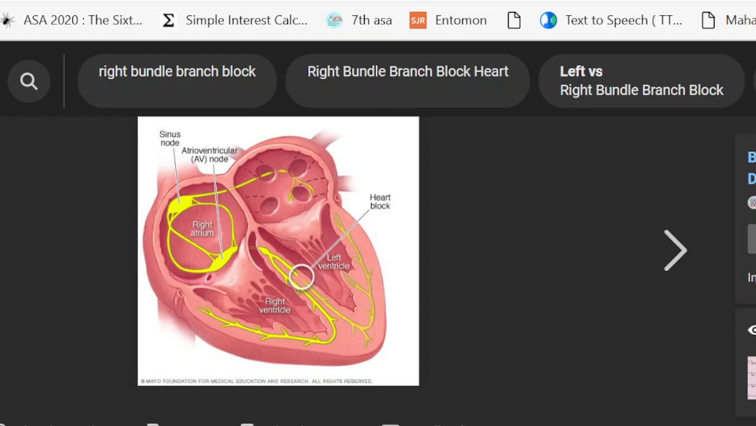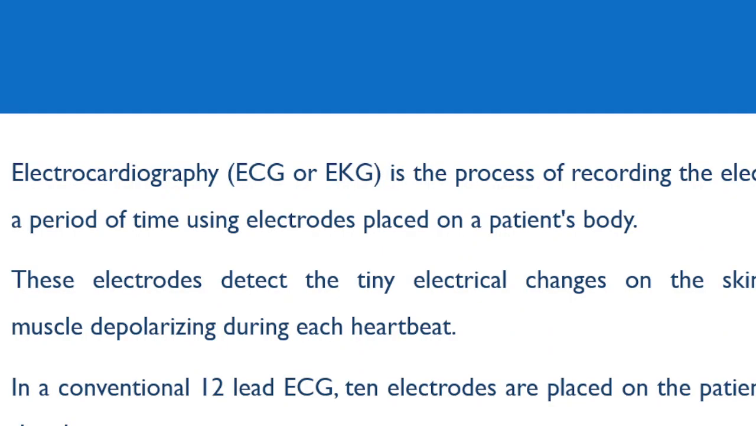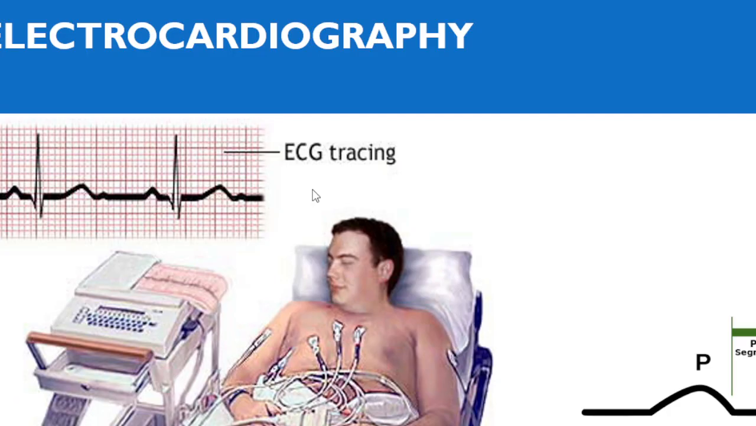Now we have to see the other parts of the electrocardiograph. Actually, in an electrocardiograph, this is how the graphical pattern is usually visible. In a normal electrocardiograph, we can see P, Q, R, S, and T. These are the different types of graphical images that we are getting.